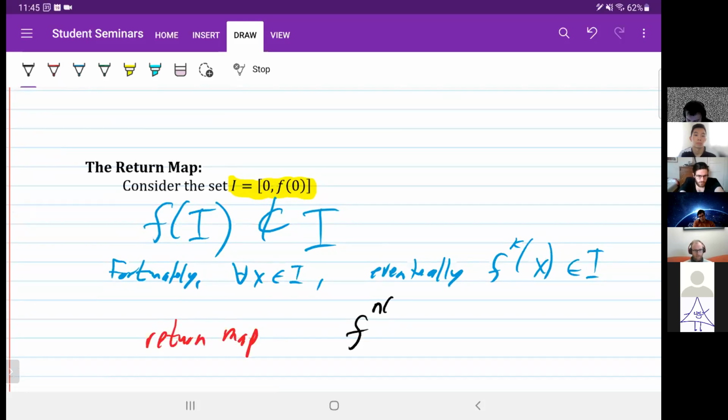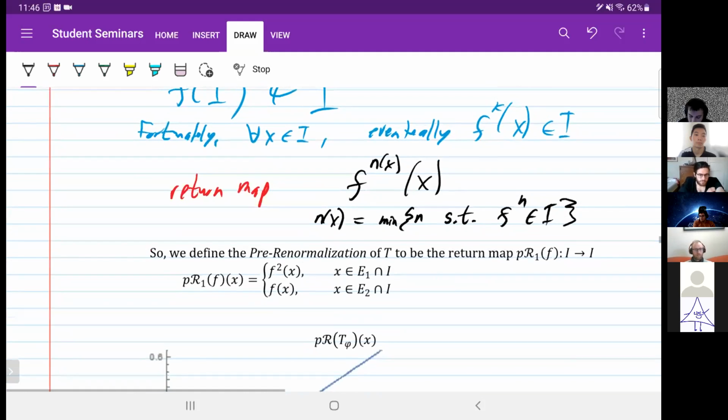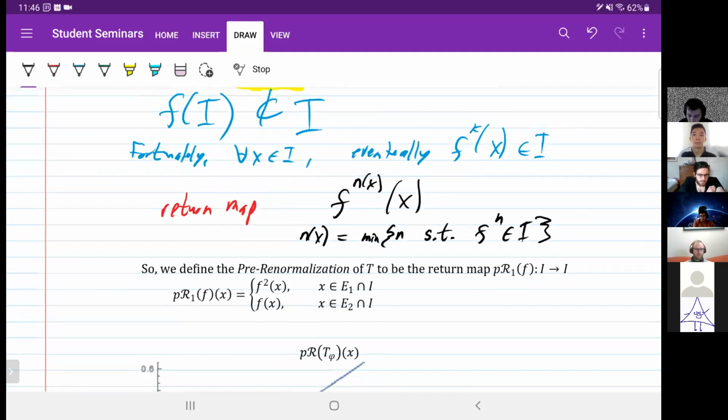the map f^n(x) of x, where n(x) equals the minimum n such that f^n(x) is in I. So which iterate I'm taking of my function might depend on the point, and in fact it does depend on the point here. So in this case, our combinatorics is nice, so we can define a pre-renormalization of T, and this is just the same thing as a return map. To be the return map, and there's only 2 cases.